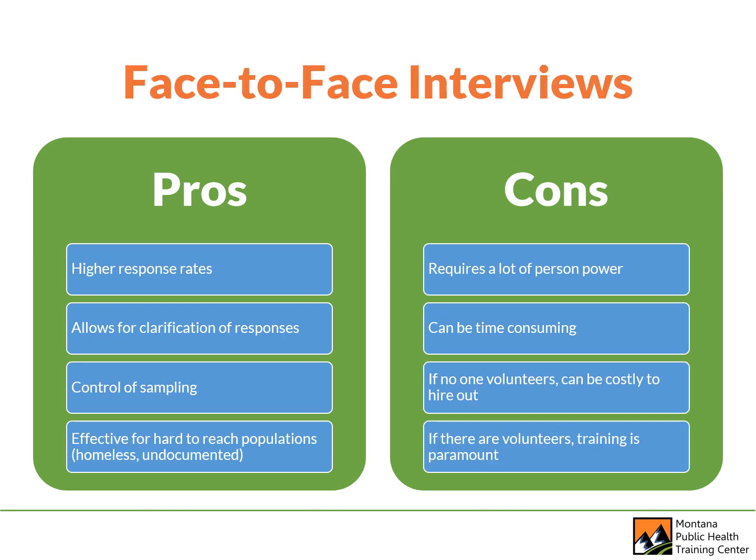Another option for primary data collection is face-to-face interviews. These have higher response rates, allow for clarification of responses during the data collection, allow you to have control of the sampling, and can be very effective for hard to reach populations. However, these do require a lot of person power in order to be able to conduct. They can be very time consuming. And if you don't have any volunteers, it can be costly to hire enough people to be able to do the data collection. And then if you do use volunteers, training is paramount to make sure that there's consistency in how the data is collected.